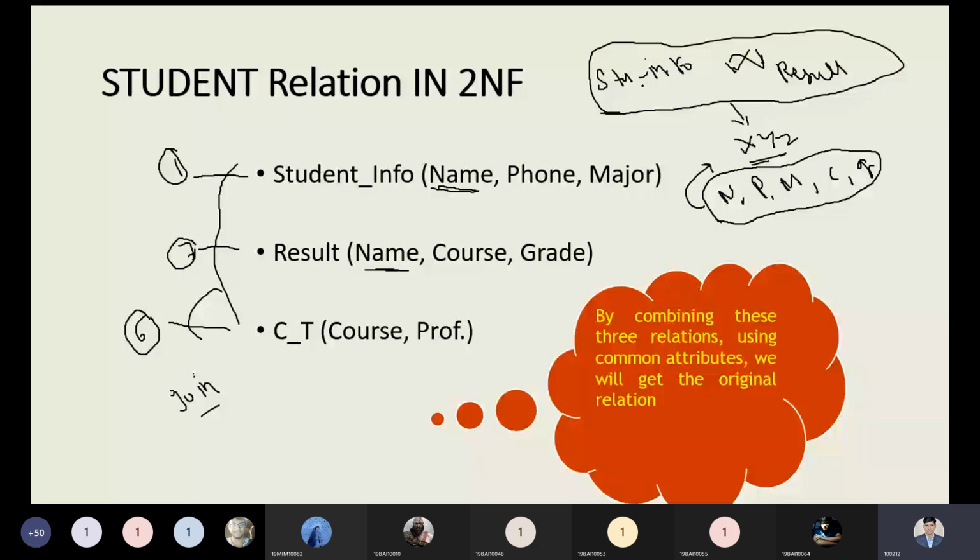And now you will make the join between this xyz and ct. So what is the common attribute? You can see there's course here, and course here. So from this point you can apply the join operation, and when you try to apply the join operation, you are required to put a condition. And of course, what would be the condition?